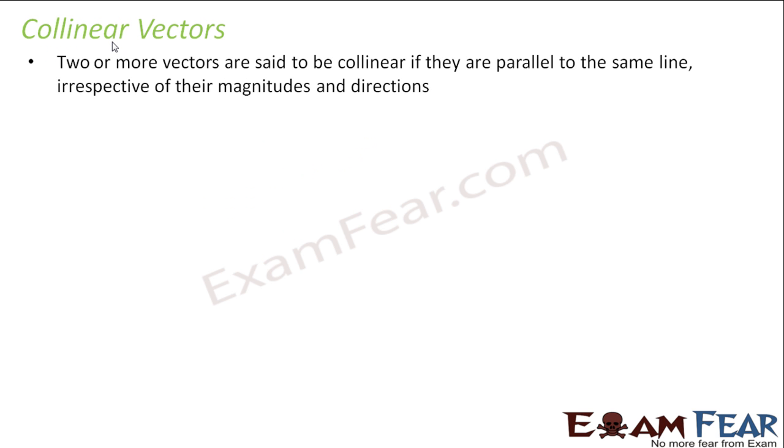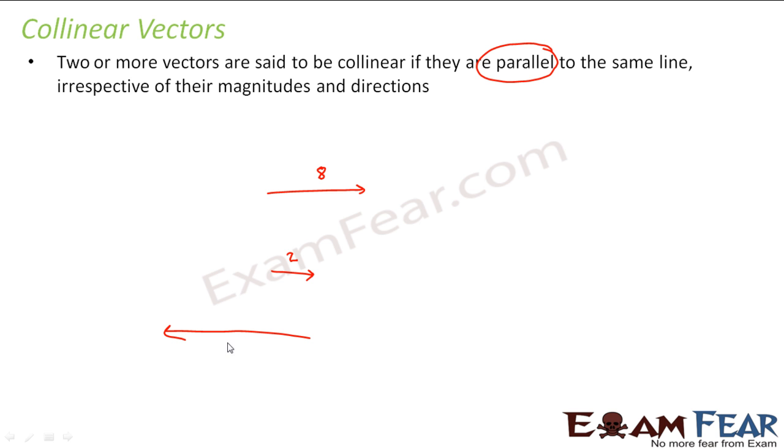Collinear vectors. Two or more vectors are called collinear if they are parallel to the same line irrespective of their magnitude or direction. For example, I have this vector, this vector, and this vector. You see, all these vectors are parallel, but the magnitude is different. This one may be 2 units, this one 8 units, this one 15 units. This one is in positive direction, this one is positive, and this one is in negative direction. But still, they are all parallel, so they are called collinear vectors.